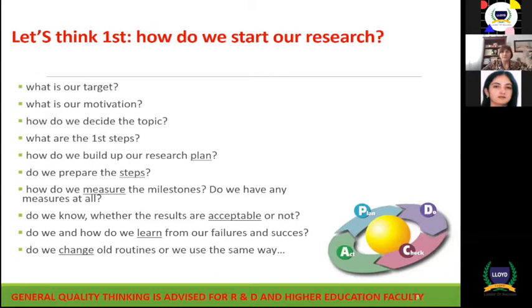So do we learn from our failures or success? Do we know that we have failure? Do we know whether we have success? These are all questions when we start a research. And do we change old routines, or do we use the same way? And this is a very basic question.